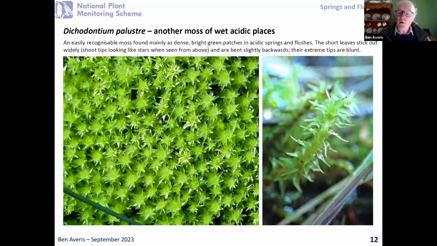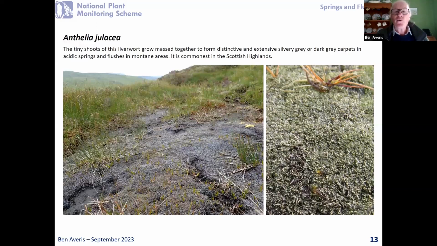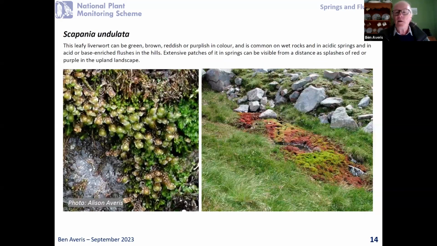Bright color as well. You can often pick it out from a distance. In contrast to this thing, which is very grey. The individual shoots are tiny little liverworts of a very silvery grey color, little branch shoots, but they grow together in such big masses. It's a kind of beautiful silvery color. They form sponge-like masses in places where acid water emerges from the ground in the mountains. And sometimes in flushy bits as well, but especially common in little acid springs in mountain areas. Okay, so that's quite easy to tell.